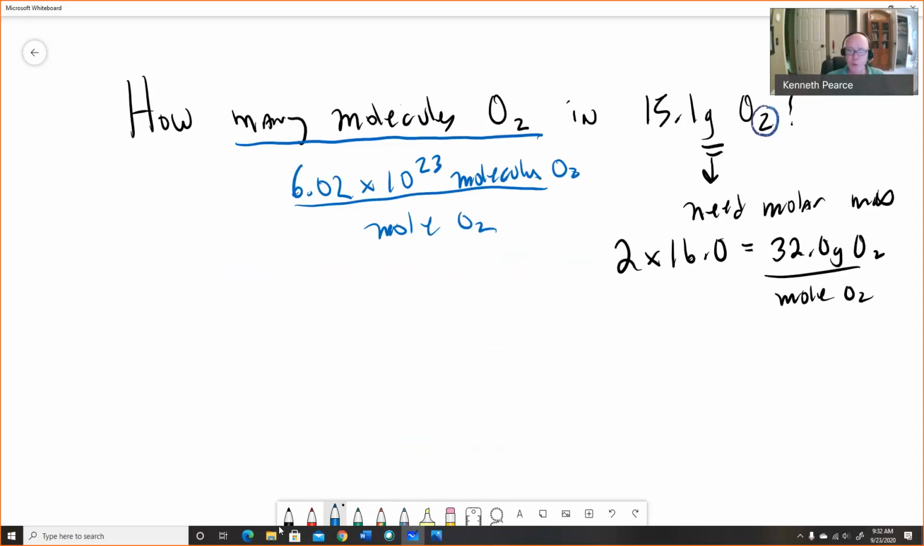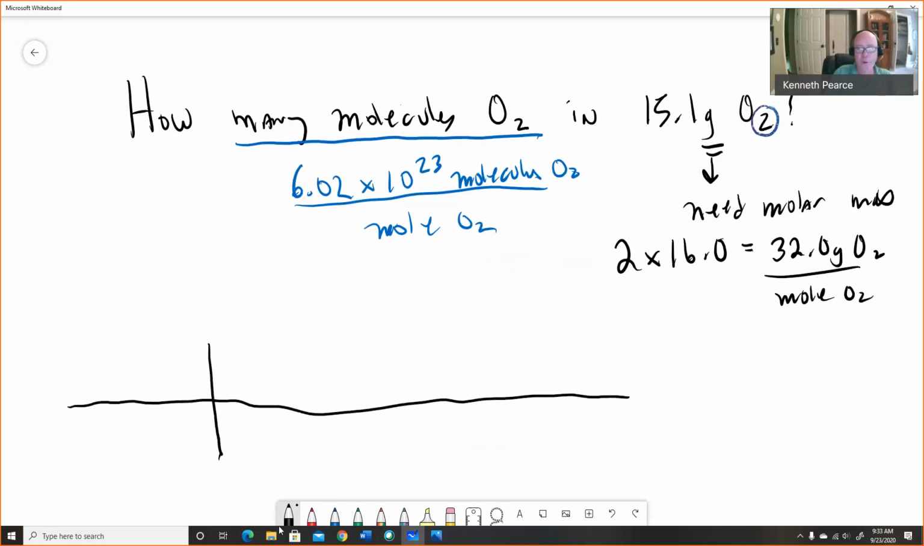So we're looking through our problem. We're always looking through our problem for keys. How many molecules? You know you're going to need 6.02 times 10 to the 23rd per mole. Grams of anything. You're going to need the molar mass of that thing. And there's only one thing up there with grams. We'll do problems later where we have more than 1 grams. And so now I can go ahead and set this up. And so I'm going to draw a long line and another line. Start with my measured number. Where's my measured number? It's right there. That's my measured number. And so we need 15.1 grams O2.